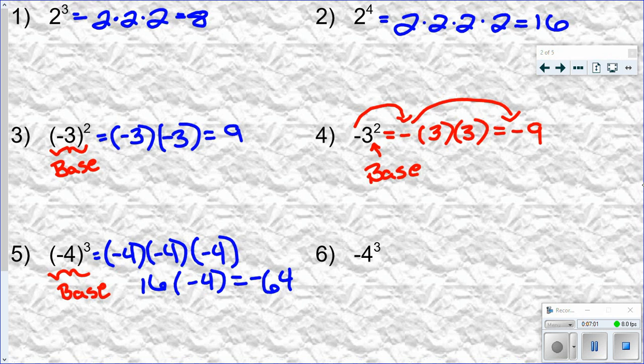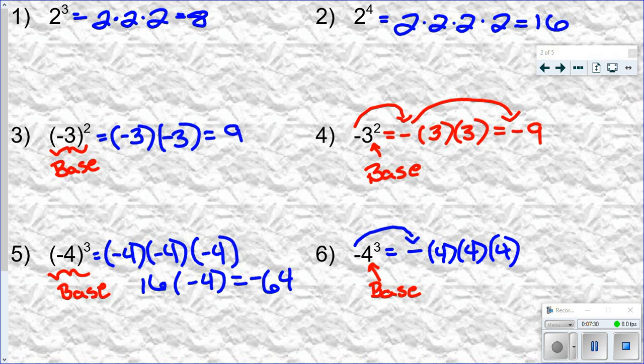All right, so again, over here, last example here, number 6, the base is just the 4. So the negative sign and the 4 are not grouped together with the parentheses. So the exponent is really just on the 4, and the negative sign is sitting there. So the negative sign just comes along with my answer. And then I have 4 to the 3rd power. So that's 4 times 4 times 4. So 4 times 4 is 16 times 4 is 64. And again, the negative sign just comes along for the ride.